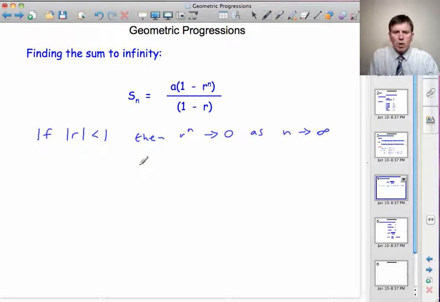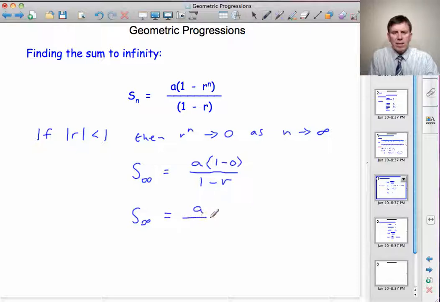Now if that's the case, we call the sum to n terms as n approaches infinity, we call it S infinity. And if we look how this formula will simplify, on the top r to the n becomes 0. So we have a multiplied by 1 minus 0, and on the bottom we still have 1 minus r. So that gives us our sum to infinity. 1 minus 0 is 1, 1 times a is a, so it's simply a divided by 1 minus r. And that completes what we need to know.